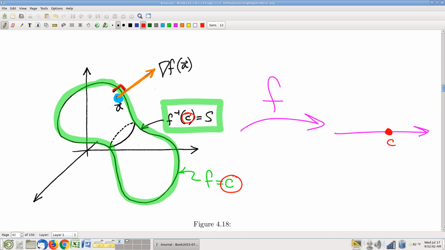All right, so I'd like to persuade you of why this is true. It's not immediately obvious. It's a little bit of an eyebrow raiser. Why should this be? What do gradients have to do with level sets anyway? And the argument here is actually pretty straightforward.